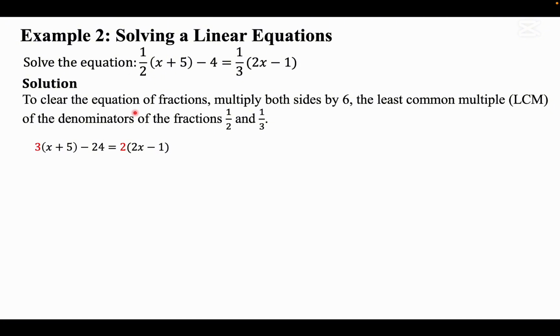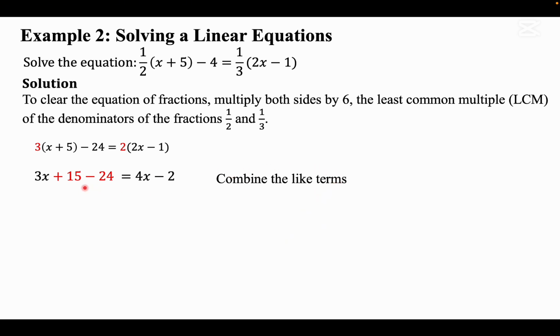Now, the next step would be to distribute the 3. So 3 times x and 3 times 5, 2 times 2x, and 2 times negative 1. If we do that, we get this. So the steps we've done so far: we multiplied everything by the LCD, and distributed the 3 to get this. The next step would be to combine the like terms.